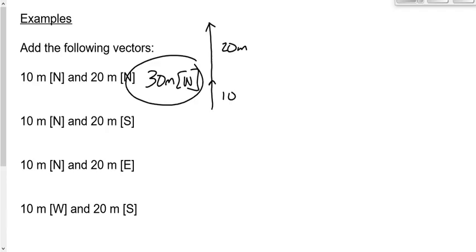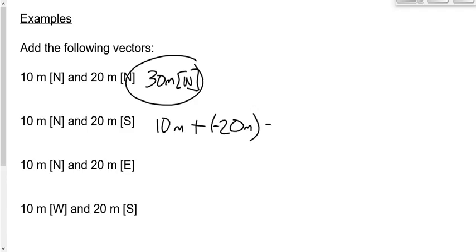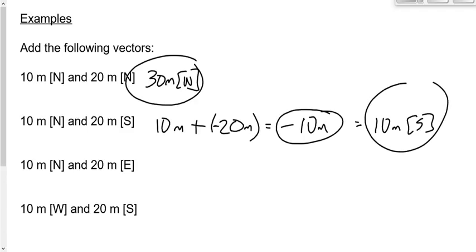Next one, 10 meters north and 20 meters south. Again, you could draw the vector diagram if you wanted. It's not really necessary. 10 meters to the north plus negative 20 meters, or 20 meters to the south, gives me negative 10 meters. Or what else could you say? 10 meters to the south. So no crazy vector analysis there, no crazy resultant vector, no crazy triangle or dotted line or anything like that. All we do is do the grade 6 rules of vector addition.